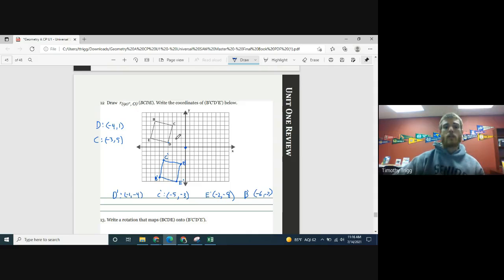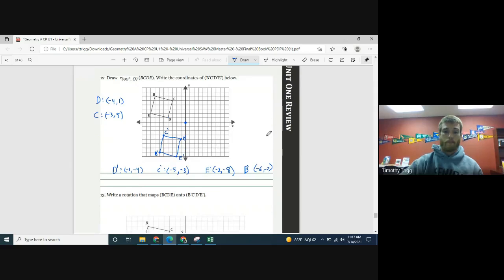Now you may notice that the preimage and image are congruent to each other, which makes sense because rotations are a type of rigid motion. So when you rotate your preimage to create your image, the two shapes should be congruent. Okay.